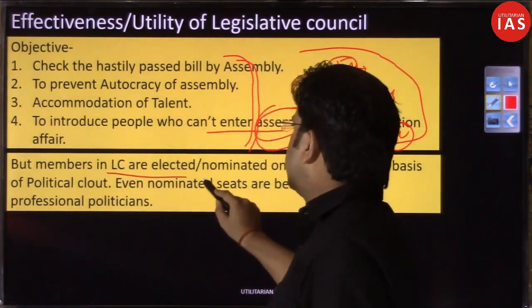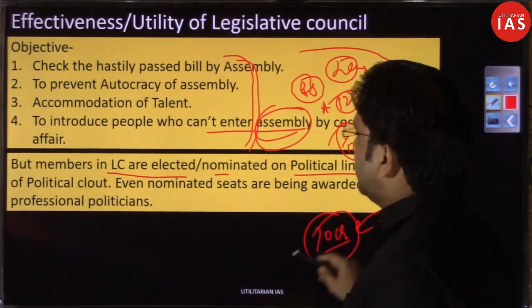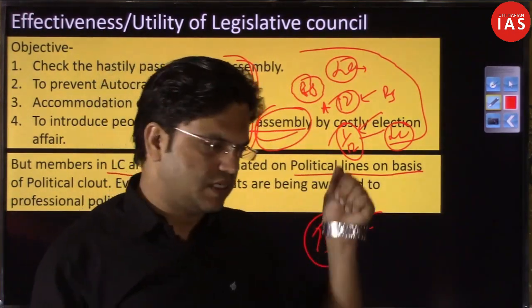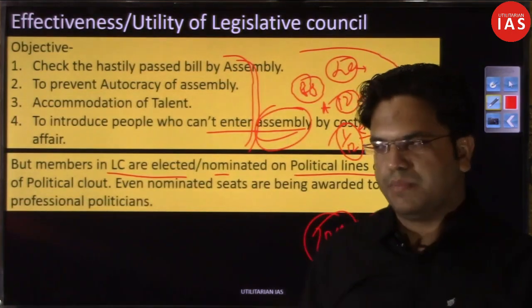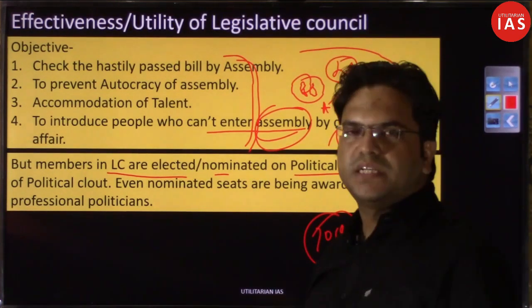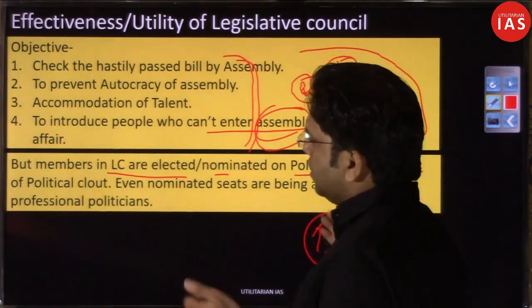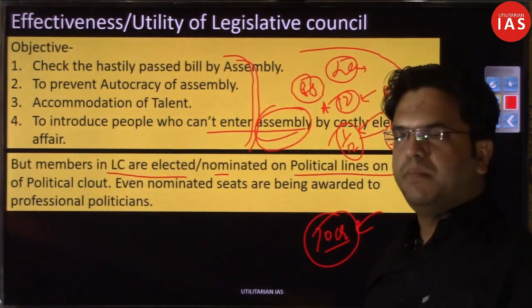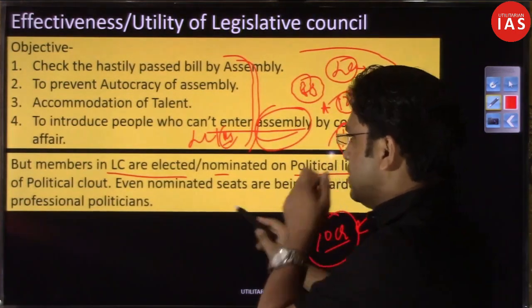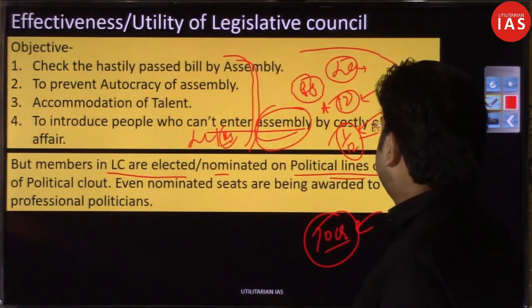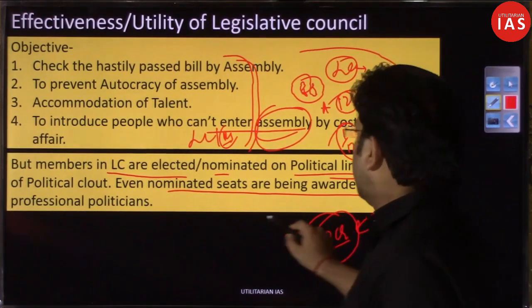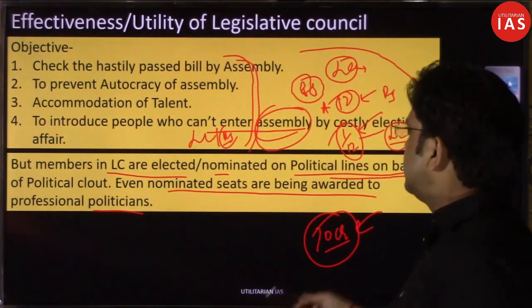But members in the legislative council are elected and nominated on political lines. I was already pointing out that the members of the legislative council should have belonged to those particular categories from the social sciences. But right now you can see that even nominated members are being introduced on political lines. Only those people who have political backing can think of getting into the legislative council and Rajya Sabha. The members are elected and nominated on the basis of the political clout that they have. Even nominated seats are being awarded to professional politicians.